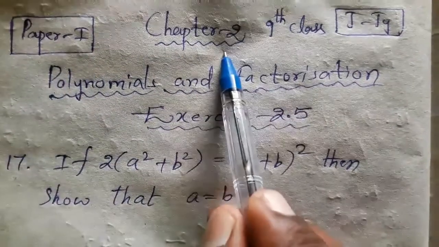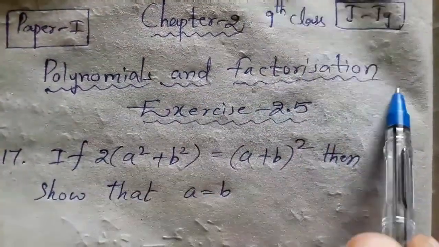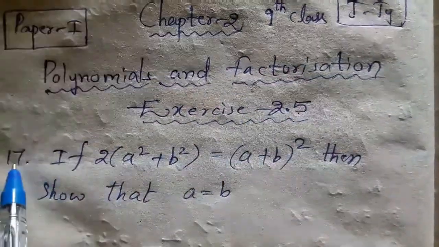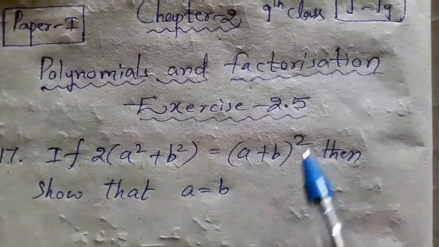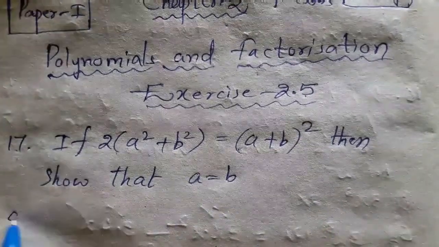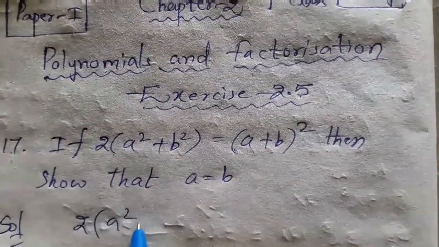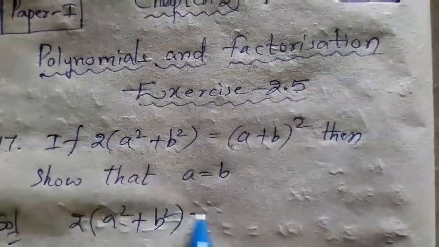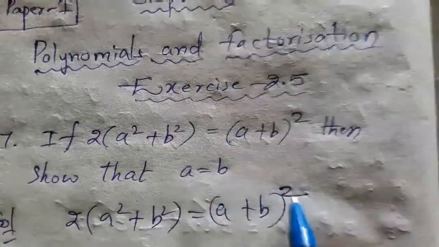Paper 1, Chapter 2, ninth class, June-July syllabus, Polynomials and Factorization, Exercise 2.5, question 17. If 2(a² + b²) = (a + b)², then show that a = b. Solution. What is given? 2(a² + b²) = (a + b)².